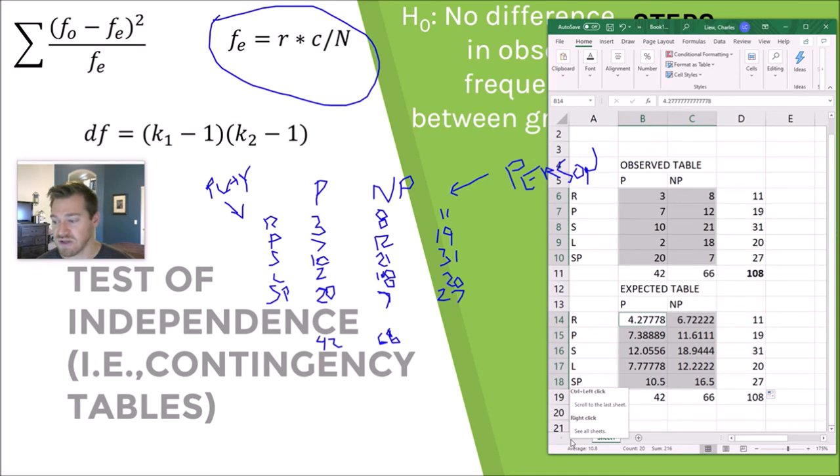So now this process becomes longer when you have bigger and bigger tables. So here we have 10 cells, right? 2 times 5, 10 cells. So we're going to have 10 of these terms to do, right? Does that make sense? So we got 10 terms to be able to solve for our chi-square value here.